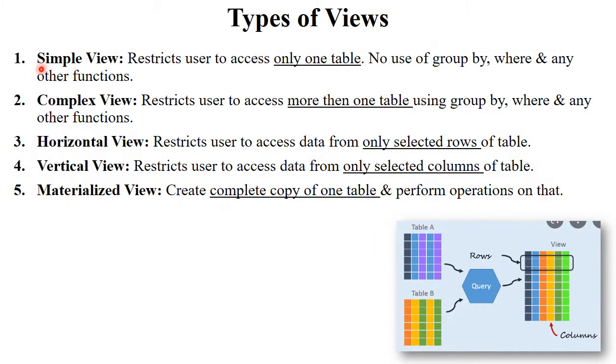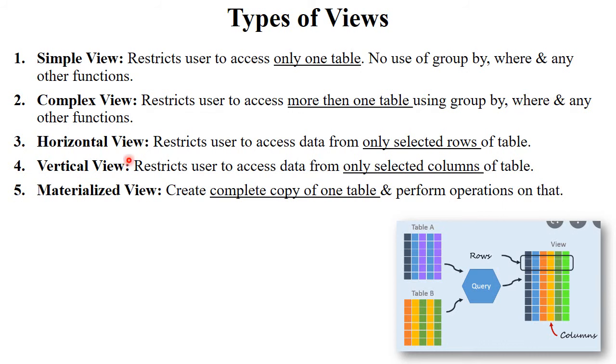Next. Now there are different types of views. Okay. The first view is simple view. Simple view means it restricts the user to access only one table. Means you can perform the operations only on one table. So this is called a simple view. The next one is complex view. Complex view means restrict the user to access more than one table.